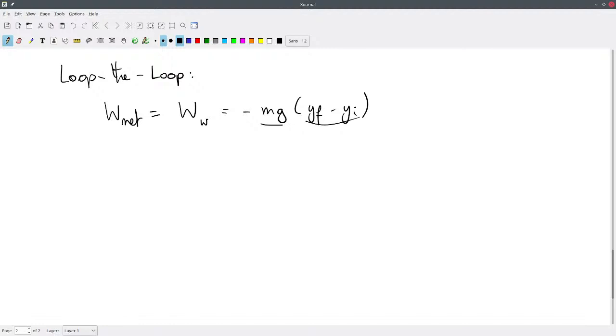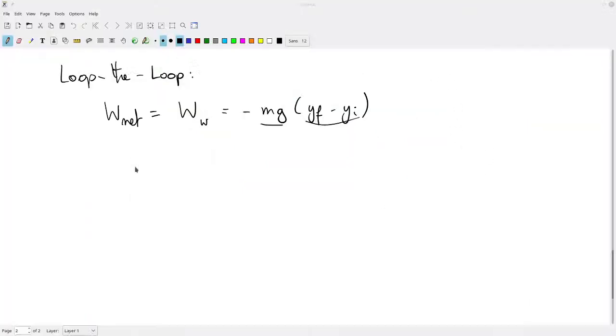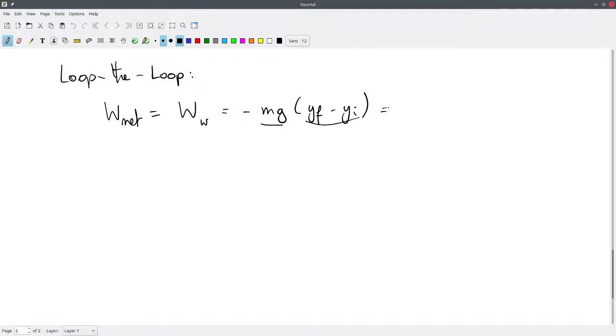Now, what will be the net work between the point y1 here and the highest point? Well, we can plug in our y2, which is going to be 2R, and we're going to solve for y1. So this is going to be minus mg. I think this is my y2. This is y1. So that's mg times (2R minus y1). So that's our net work.